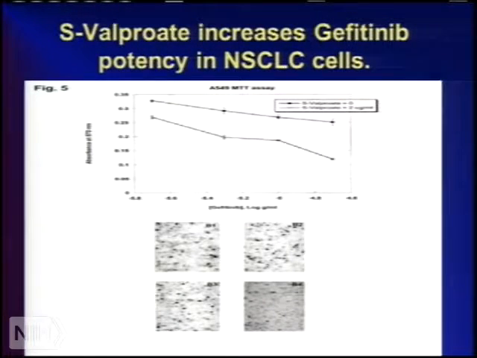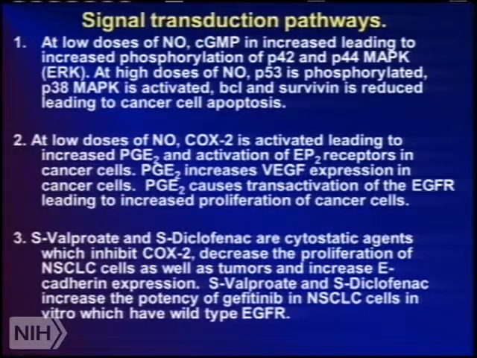So this is sort of good in terms of therapy because most of the lung cancer patients actually have the wild-type EGF receptor, and they don't respond very well to gefitinib. And so if you add these non-steroidal anti-inflammatory drugs, the COX-2 selective inhibitors, you make the cells more responsive to the gefitinib, and this might translate into better therapy for the patients.